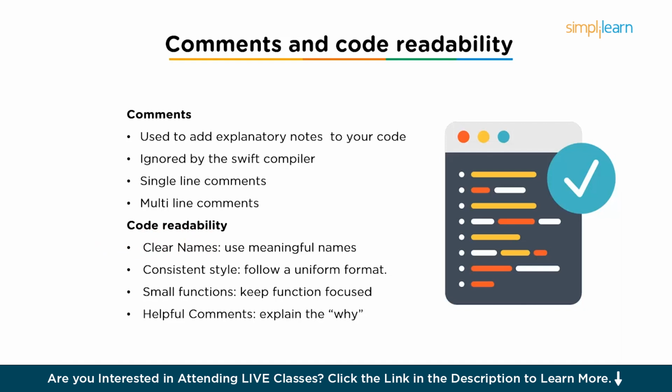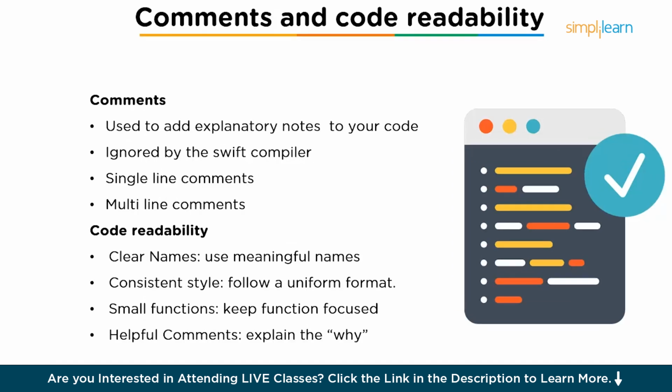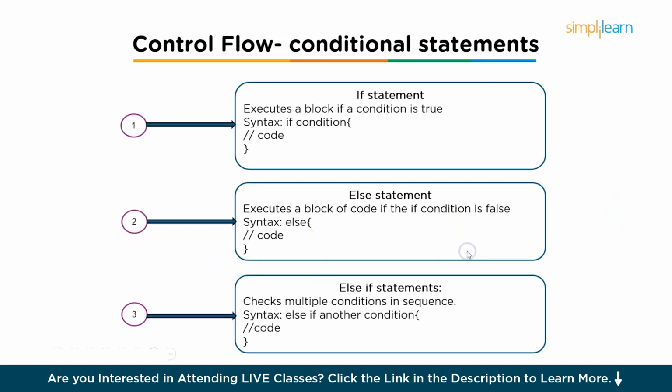Code readability is about writing code that is clear, concise, and easy for others to understand. It's a crucial skill for any programmer. There are several key principles that contribute to good code readability, which include clear names, consistent style, small functions, and helpful comments. Now let's move on to some part of coding.